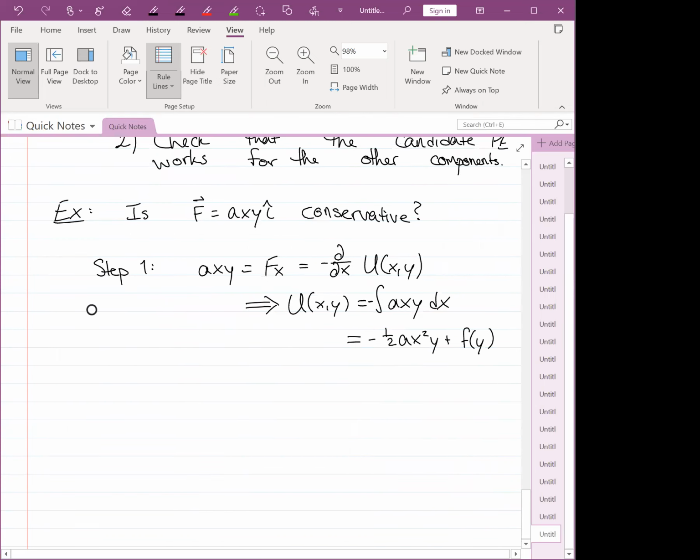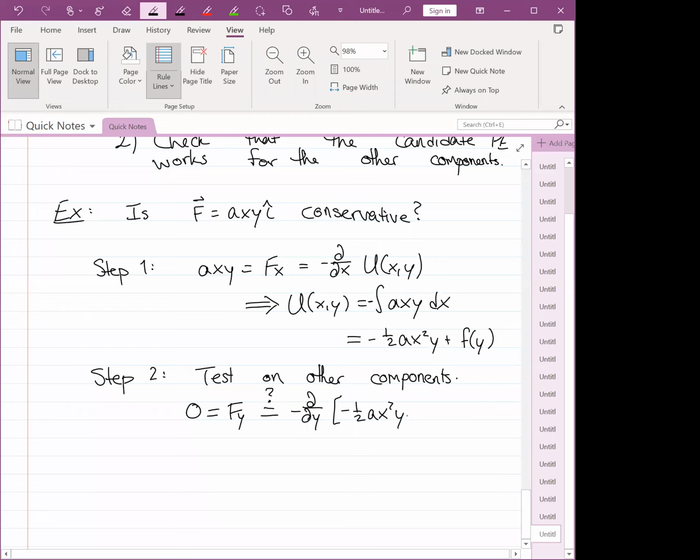So now we're going to test this function. Step 2, test on the other components. Now here you might say, what other components? But there's an important point. The Y component is 0. So we want that 0, which is the Y component, to be equal to, or we're going to check if it's equal to, the negative partial derivative with respect to Y of the thing that we just found, minus 1/2 AX squared Y plus F of Y.